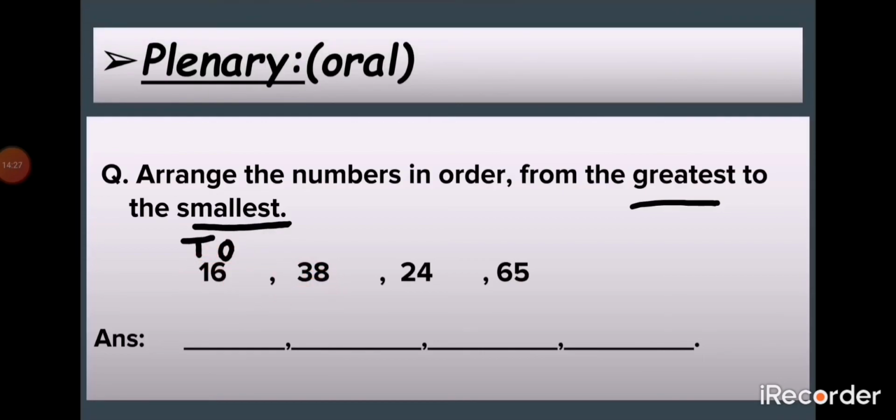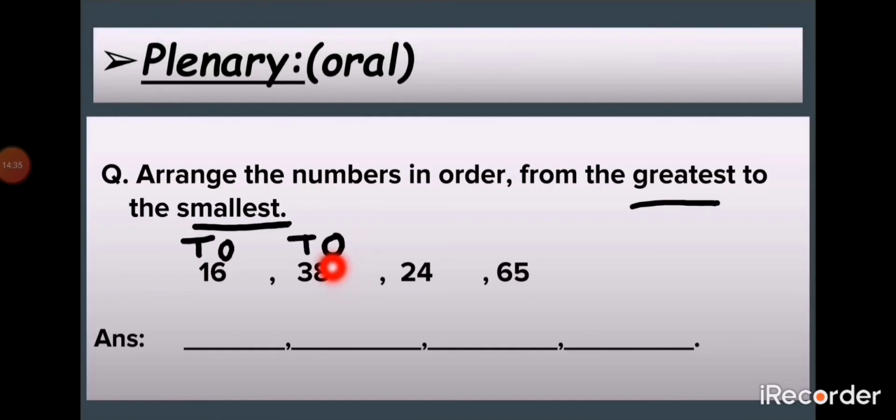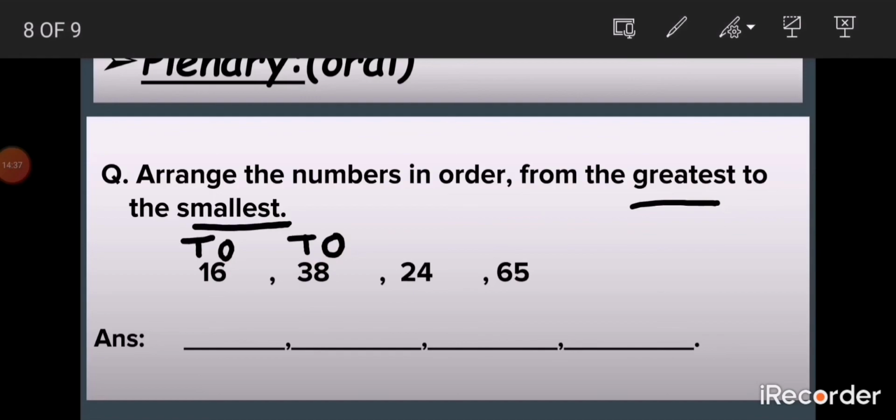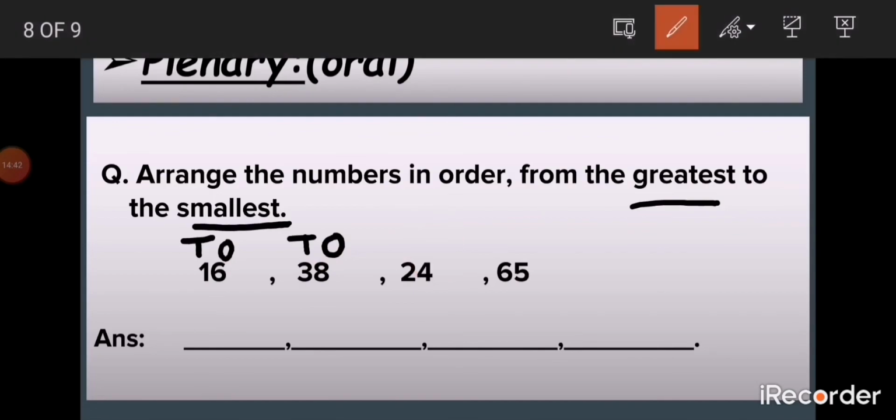Look at the next number 38. Again put the place value first. On the right side digit 8 put O. On 3 put T because it is the second digit. So this number has 8 ones and 3 tens. Now the next number is 24. The right side digit is 4. Start from the right side. Put O for ones on 4 and put T for tens on 2.